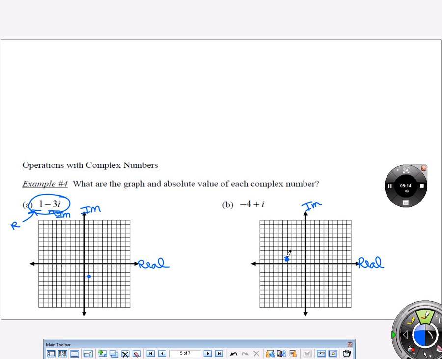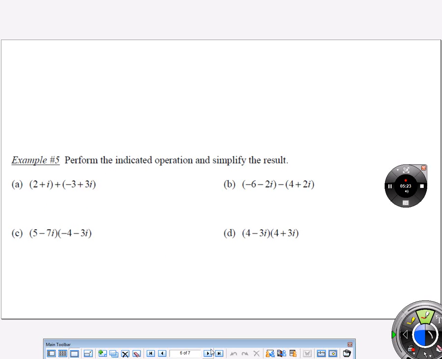We're not going to also graph imaginary things. That's all real numbers. You would be doing this separate from those. So it would only be specifically if you were asked to do it. All right, so operations with these things. How do we add, subtract, and multiply them?